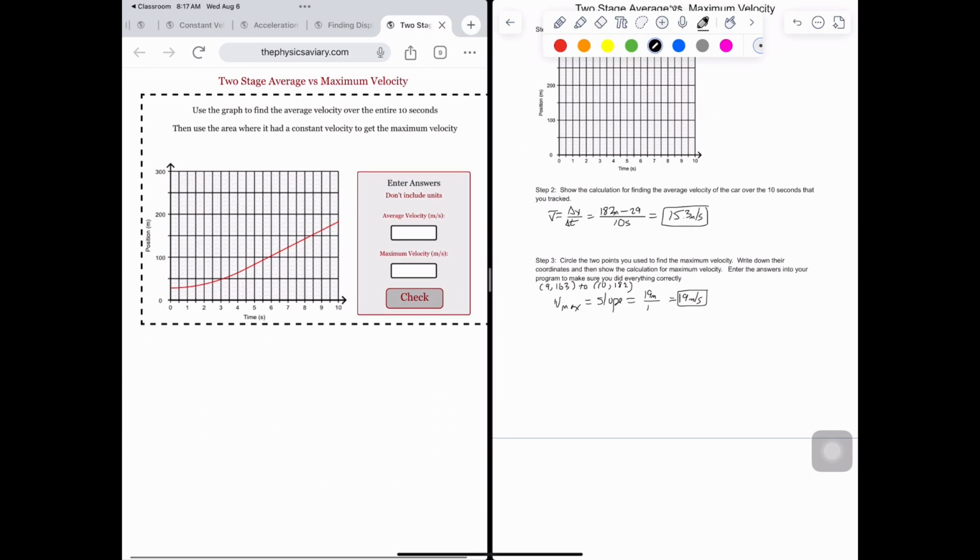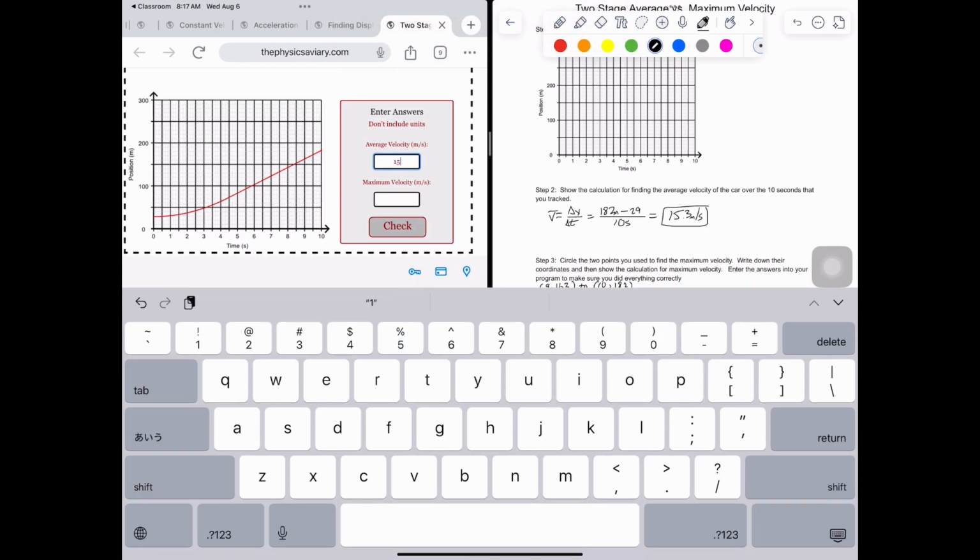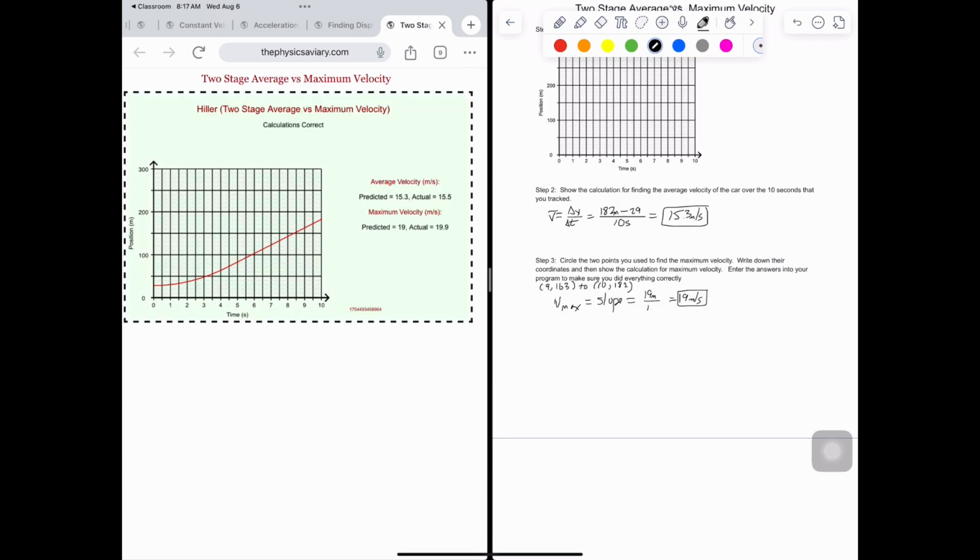Well, let's see how close I am to that. 15.3 and 19, let's check it out. All right, there we go. Correct again. Hopefully you were able to get this question correct as well.